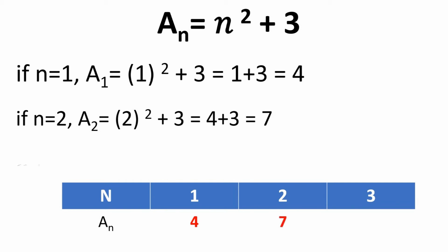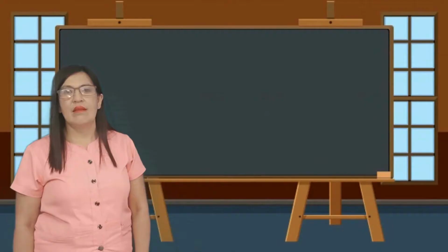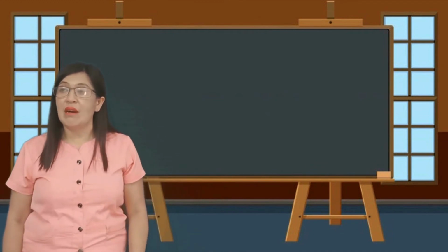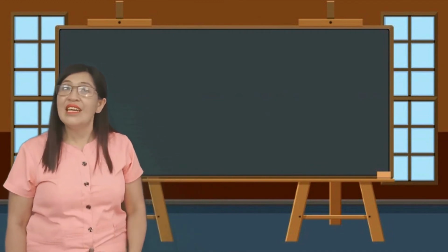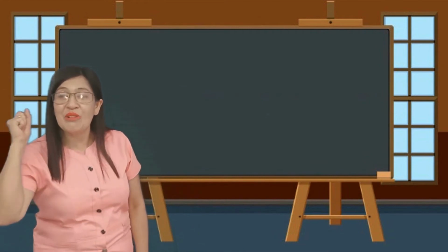Finally, if n equals 3, that is 3 squared or 3 times 3 is 9. 9 plus 3 equals 12. Therefore, a sub 3 equals 12. So the first three terms of the sequence are 4, 7, and 12. Yes, your answer is correct.